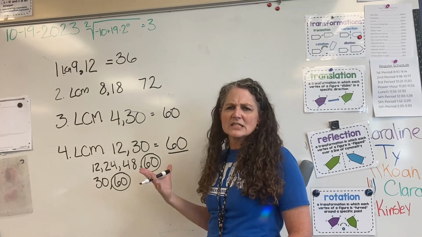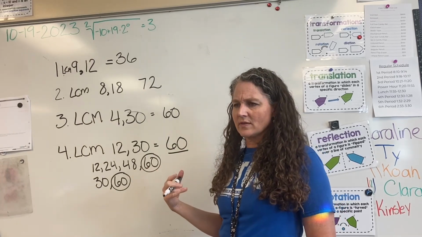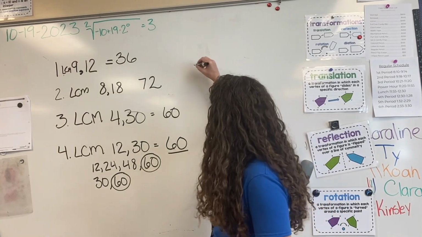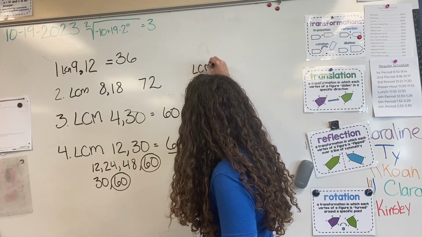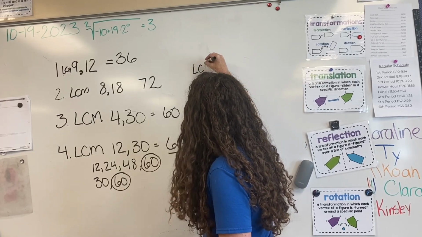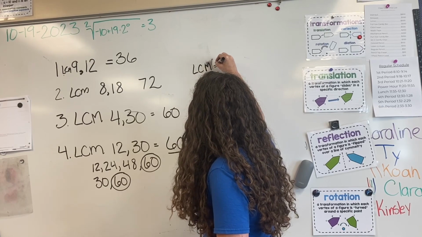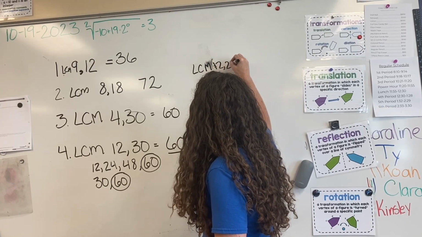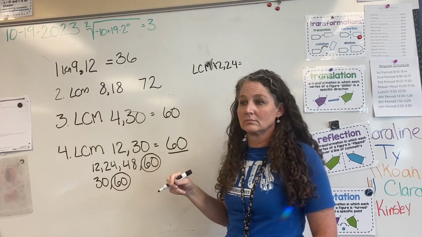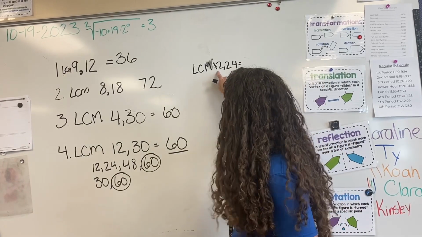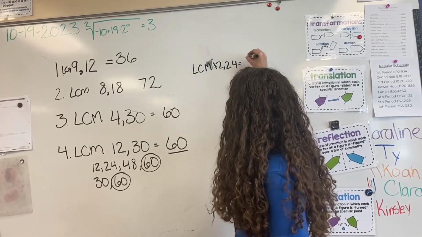Kind of interesting. Could the least common multiple ever be one of the numbers? Yeah. What about the least common multiple of 12 and 24? What would that be? 24, because 12 times 2 is 24, and 24 times 1 is 24.